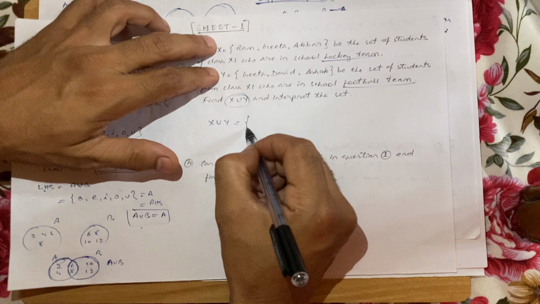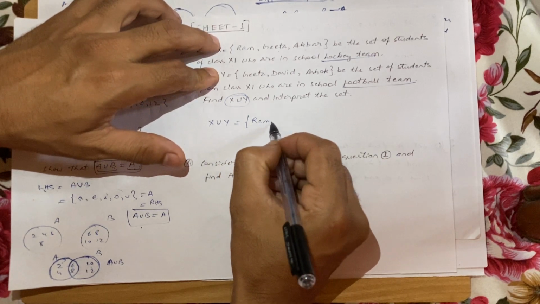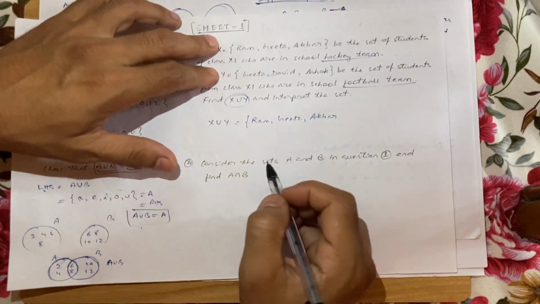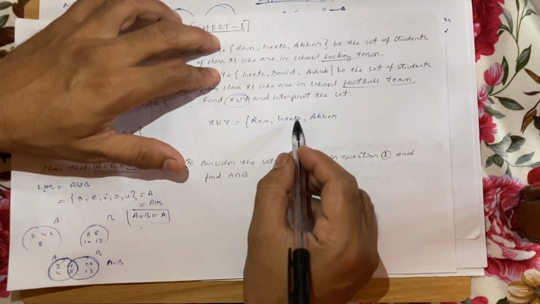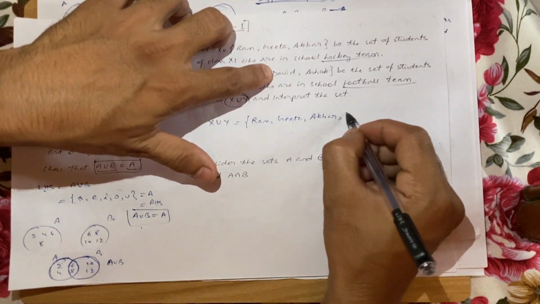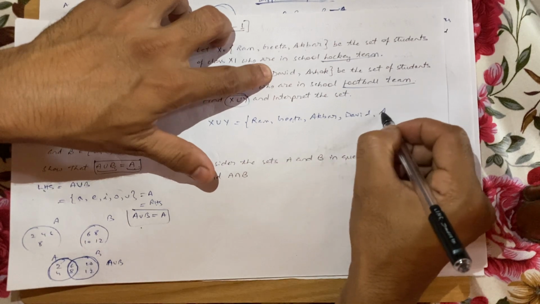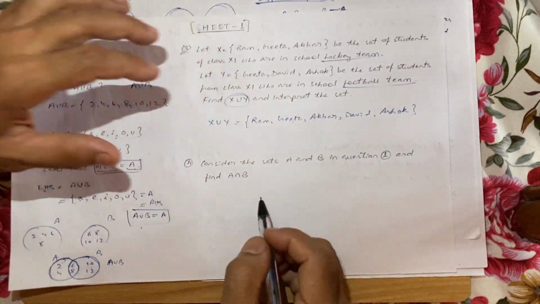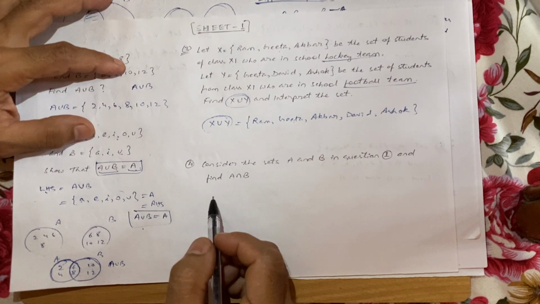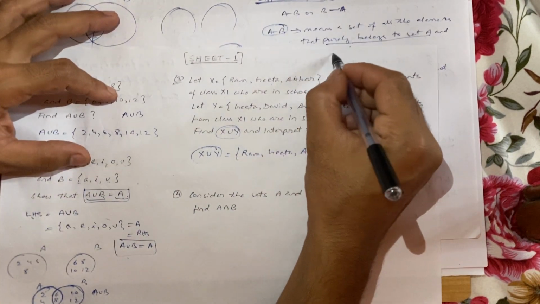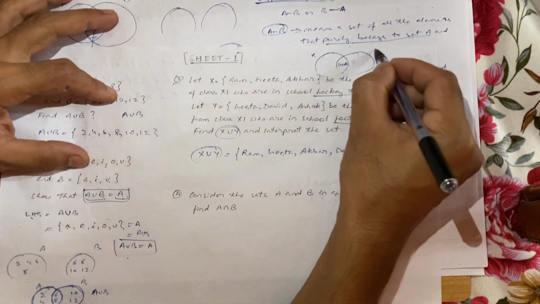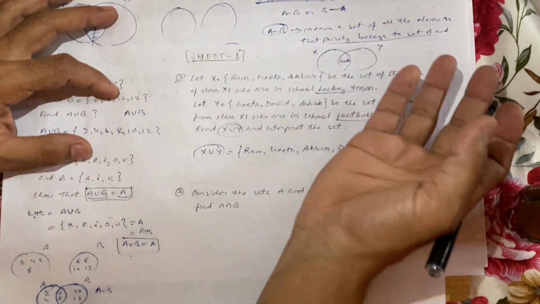Combine both these 2 sets. The first set has Ram, Geeta and Akbar, and the set Y has Geeta. I have a Geeta here, so I'll not write Geeta once again. I'll write the next element David, and I'll write Ashok. So this is the union of set X and set Y, and if you try to draw the Venn diagram for this, it will also look like this, because there is one common element, that is Geeta. This is X and this is Y, and the other elements will be on the other sides.